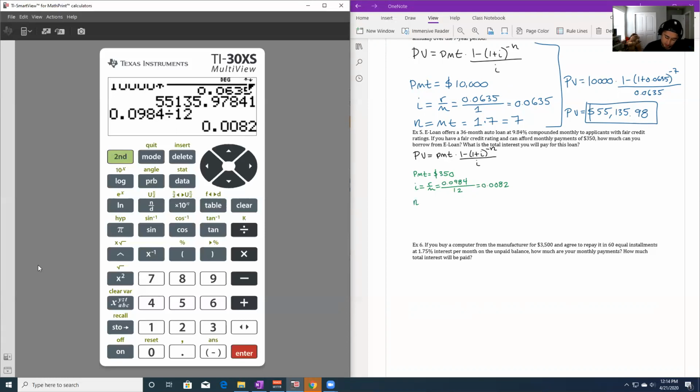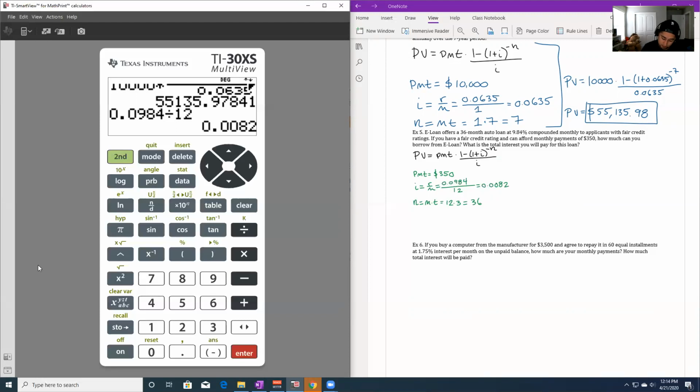And then n. N is compoundings times time. We are compounding monthly, and we're doing this for 36 months. So actually, it's already giving us n, if you think about it, because 36 months is 3 years. So we're compounding monthly for 3 years. That's 36. So this one already gave it to us. Not bad. Okay, we have everything we need.